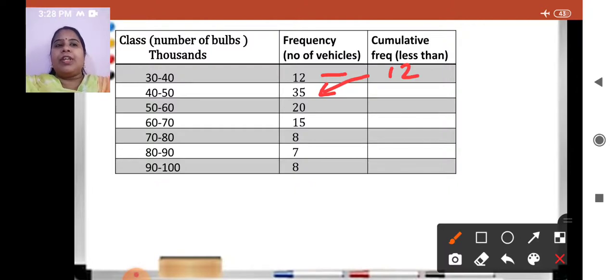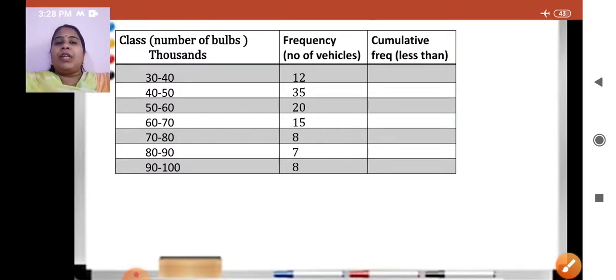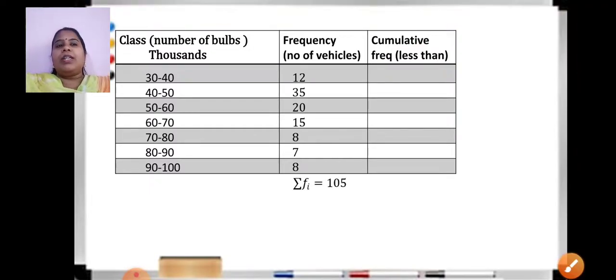12 plus 35 is 47. Then again diagonally add this. 47 plus 20 is 67 and so on. You just have to keep on diagonally adding this. This is the way this cumulative frequency can be found out. Okay. So once frequency we have got, immediately we will calculate the total frequency, that is summation of Fi, and it comes to 105. So this is the total of all these frequencies, and when I fill in this cumulative frequency column, the last number should tally with the total.